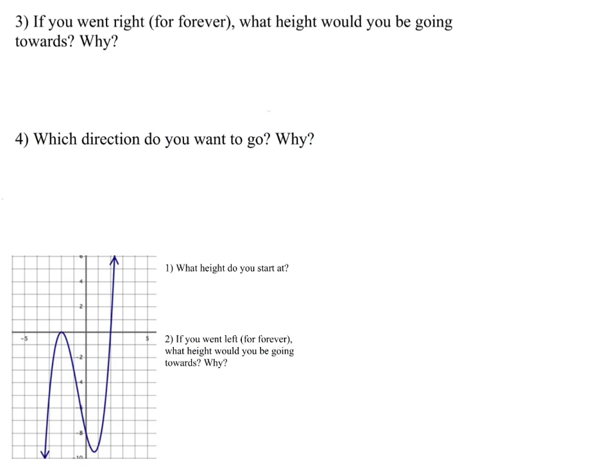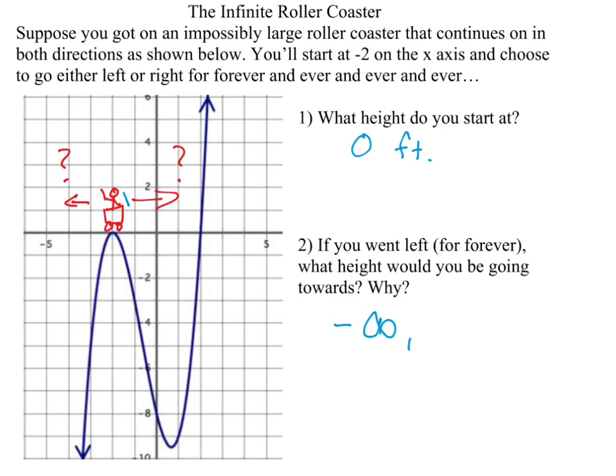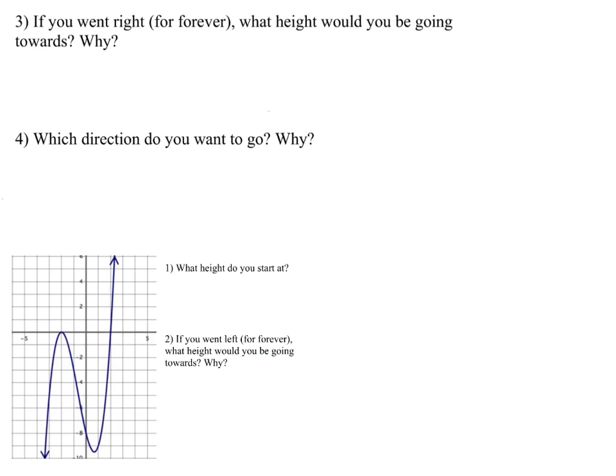Next one, if you were to go right forever, what height would you be going towards? Well, let's go back to this and hold on. I need to highlight this guy. So if I go right forever, it goes down, and it goes back up, and it doesn't really have a turn after that, so it looks like it's going up forever and ever, and so I'm going to put positive infinity because the y value increases without bound.